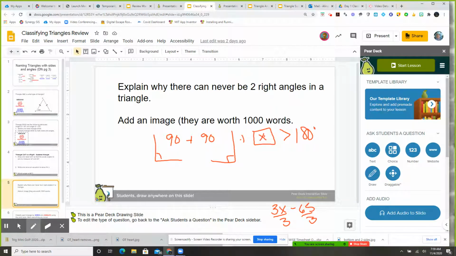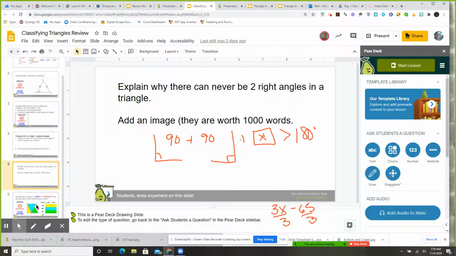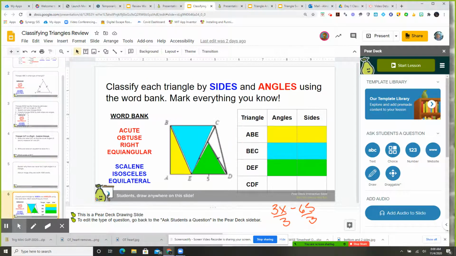Okay. Can't have two right angles, can't have two obtuse angles. That's basically the same explanation from the homework with two obtuse angles. Okay, make sure you write something in there. This is the last one for this. This was one of the homework questions that I think troubles most people most of the time. I tried to color code it so it looked a little easier to look at.